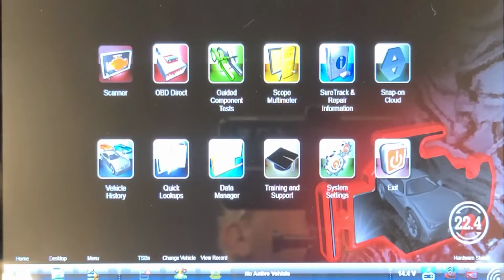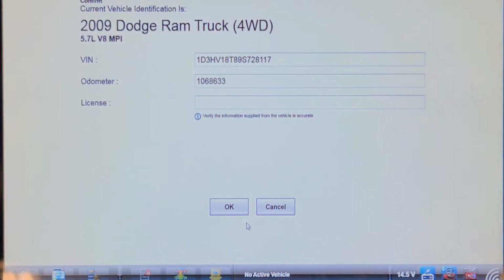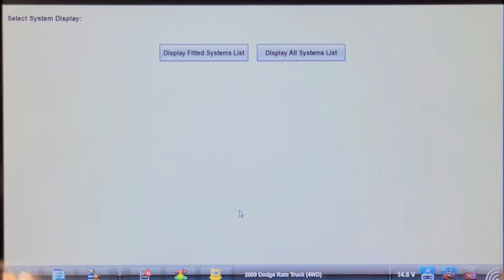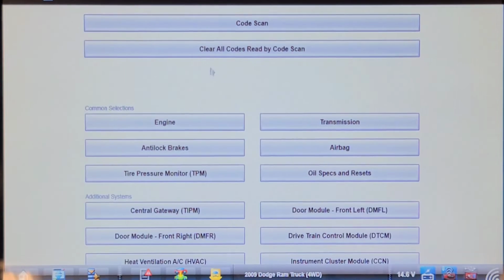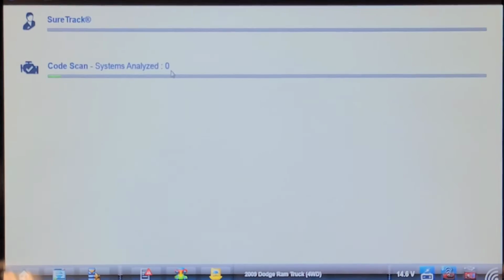So this is a new vehicle record. I've never scanned this before. It's automatically ID'd. It's an 09 Ram. Actually, it's a Dodge because it's 2009. They didn't become Rams until 2011, I believe. 106,000 kilometers, low mileage. Let's do a code scan, and it's a pre-scan.